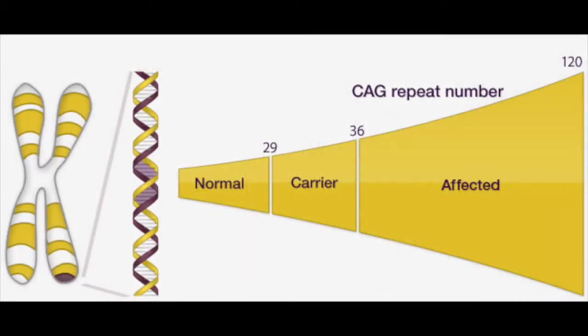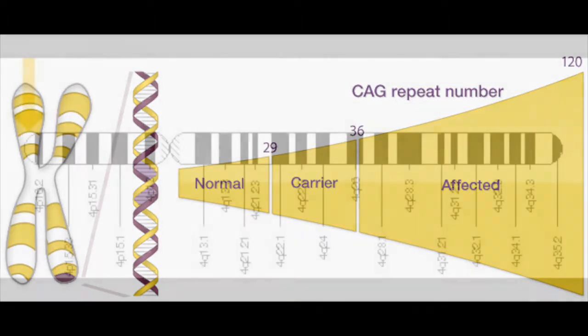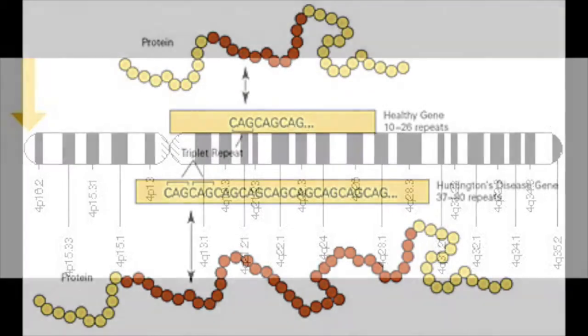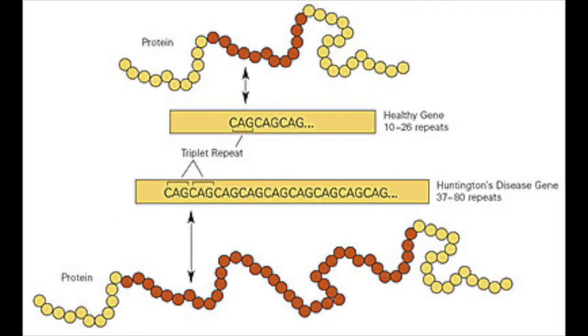Huntington's disease is a result of a CAG triplet repeat in a gene called Huntington, located on chromosome 4p16.3. In normal individuals, this triplet is repeated 10 to 28 times, but in people with Huntington's disease, it is repeated 36 to 120 times. The number of repeats correlates with age of onset.